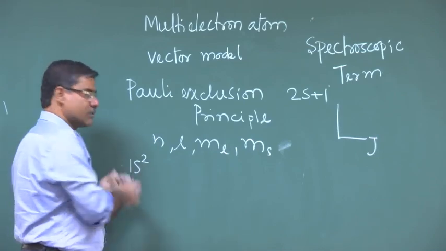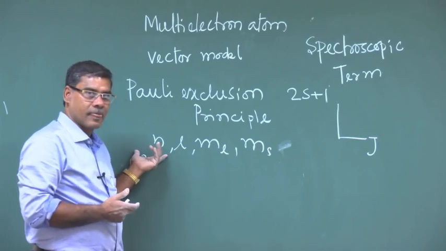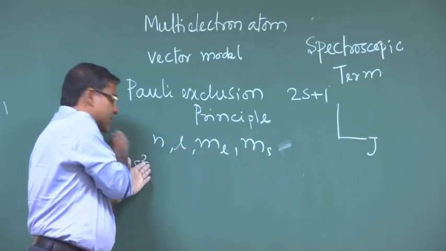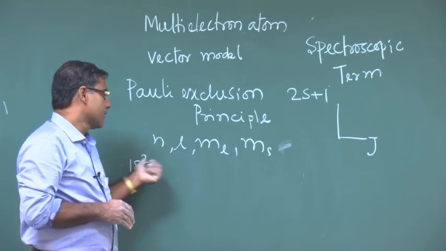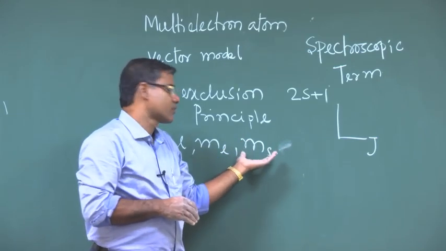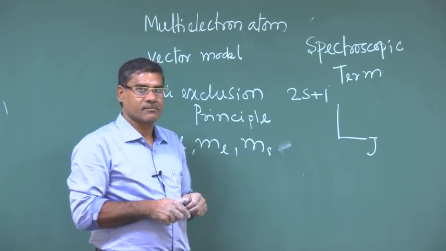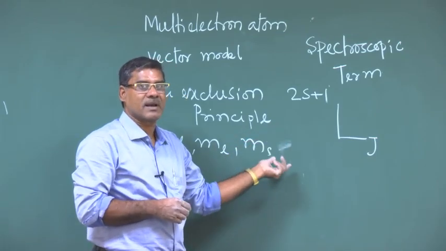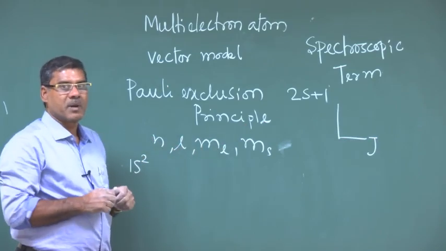Similarly, 1s, if it is 1 electron, that is fine, 1s1. If it is 2 electrons, then one more can be put here, 1s2. But the third one we cannot put here, because there is no option, right. I cannot put the third one because there is no option, because ms equal to plus half and ms equal to minus half is the only difference between these two electrons. The other three quantum numbers are the same.